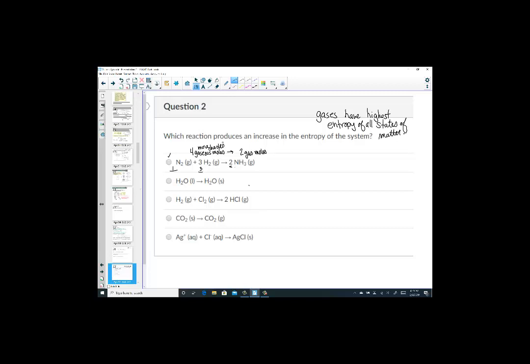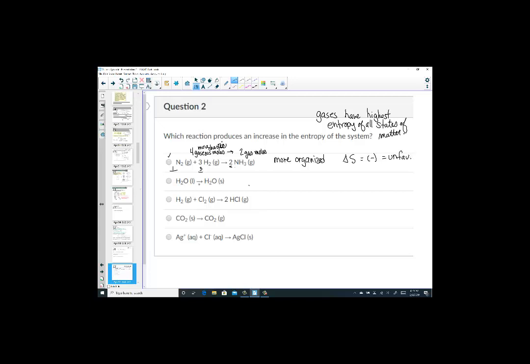So what happened to entropy here? It became more organized, didn't it? When 4 gaseous moles recombine to only make 2 gaseous moles, this is a more organized system. I'm trying to write and spell. Therefore, delta S is negative, and that's unfavorable. It's becoming more organized. How about here?